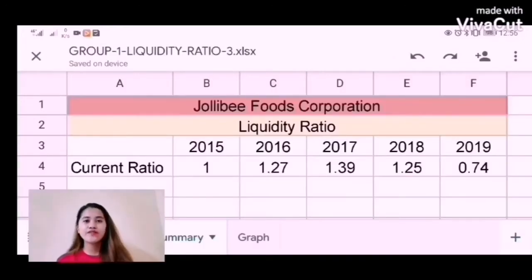This is a summary of JFC's current ratio for the years 2015 to 2019. As you can see, for the year 2015, the current ratio is 1. For 2016, it is 1.27. For 2017, it is 1.39. For 2018, it is 1.25. And lastly, for 2019, it is 0.74.